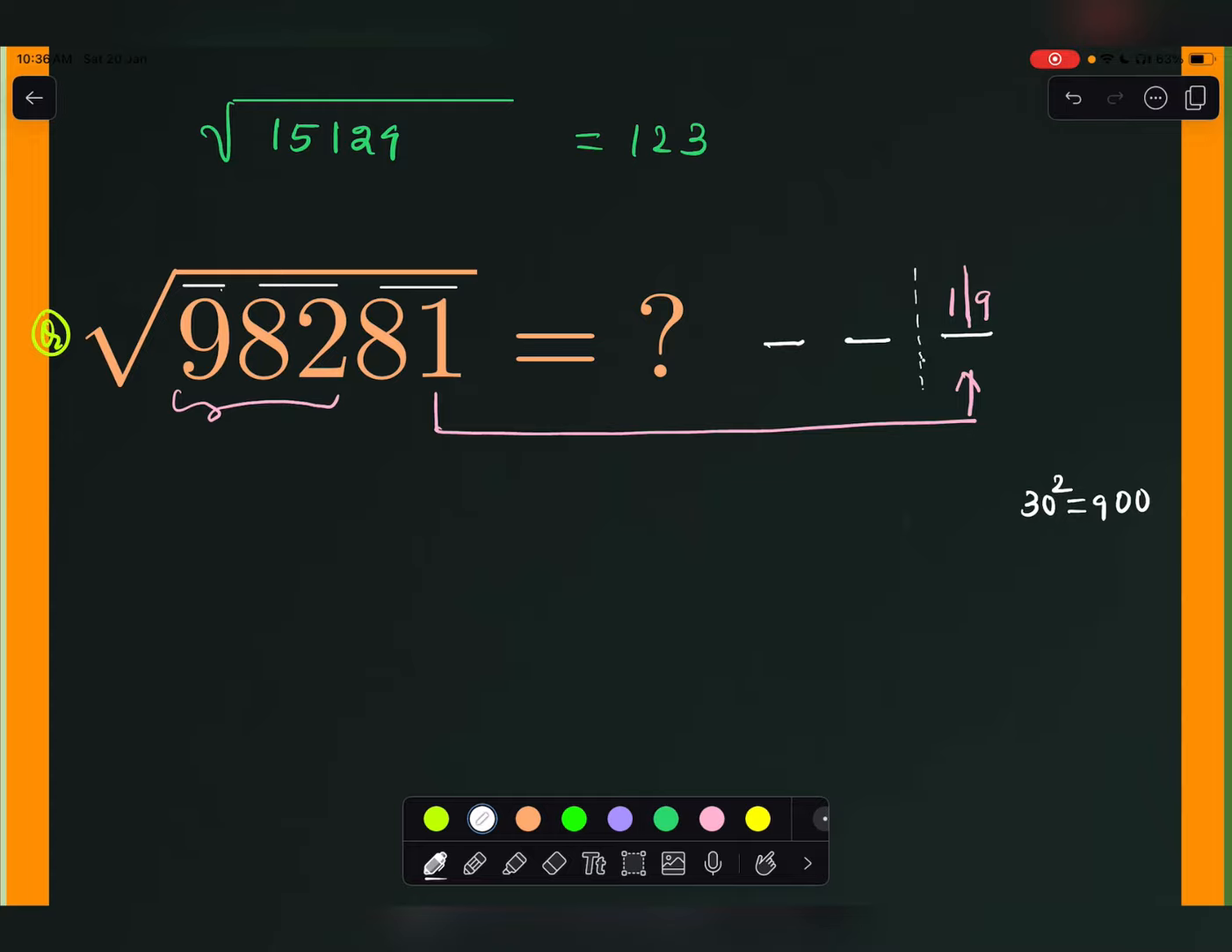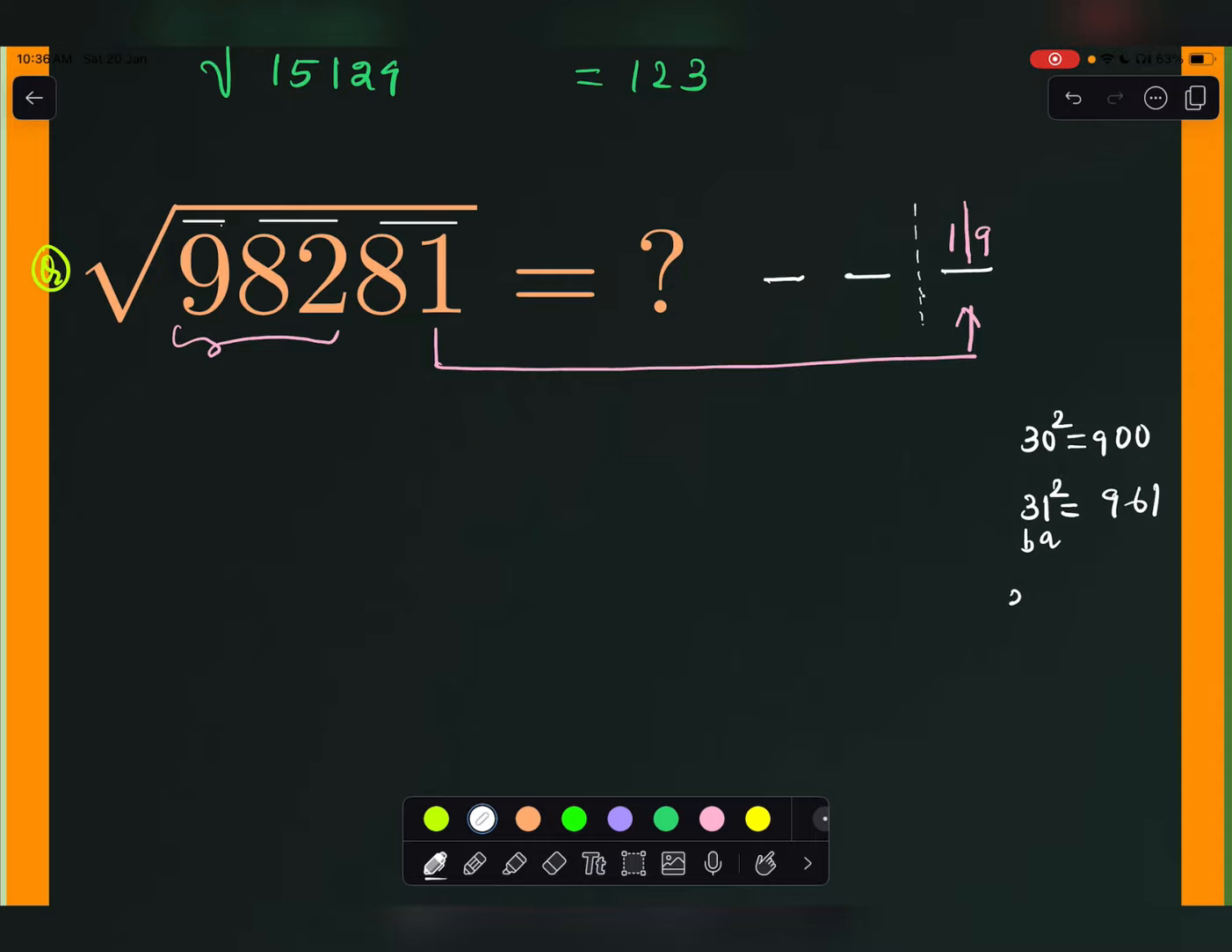So 30 square is also less than that one. 31 square I can also check in that same fashion, right? 31 square equals how much? I'm taking it as A, and this is B. A square is 1, and 2AB value is 6, and B square value, 3 square, is 9. We'll get 961.